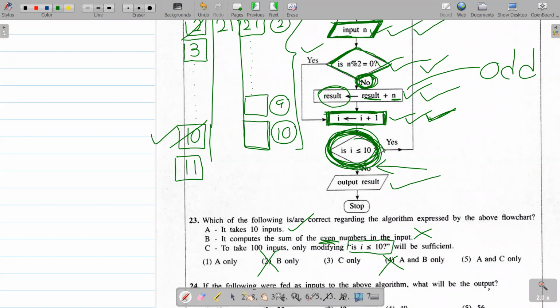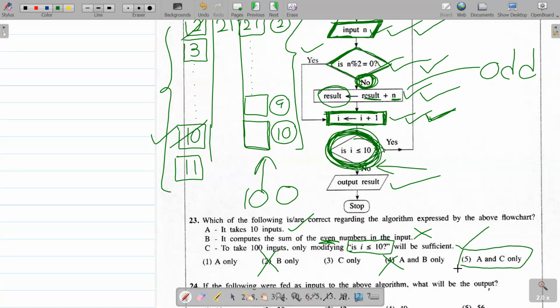I less than or equal 10 කියන එකෙන් තමයි මෙතන I අපි control කරේ. එයා control වුණාම මේ inputs 10ක් හම්බෙන එකත් automatically control වෙනවා. So if we change this into I less than or equal 100, that means this is going to take 100 inputs. Right, so that is correct. So the correct answer is going to be A and C, the fifth one. Very good. Right.